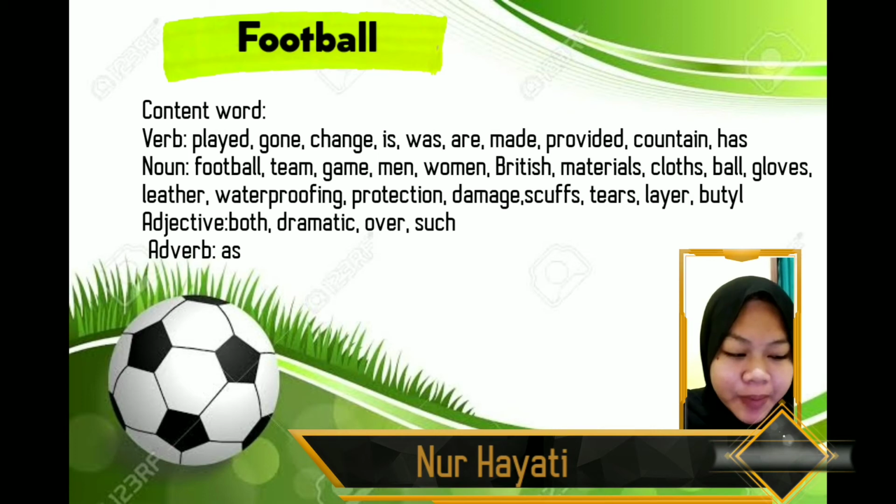And I will state the parts one by one. Content word: verb, played, gone, changed, is, was, are, made, provided, contain, has. Noun: football, team, game, man, woman, British, materials, clothes, ball, gloves, leather, waterproofing, protection, scuffs, tears, layer, butyl. Adjective: both, dramatic, over, such. Adverb: as.